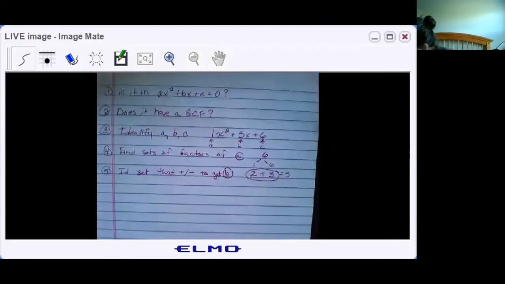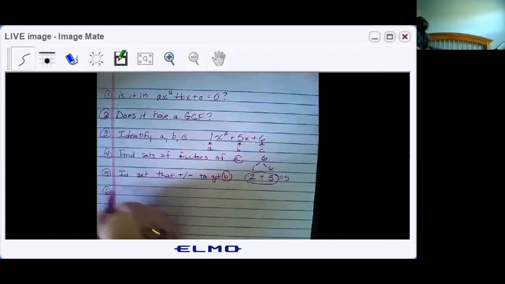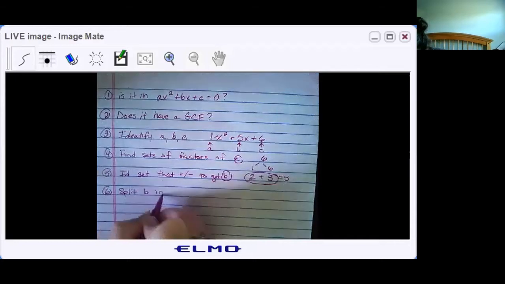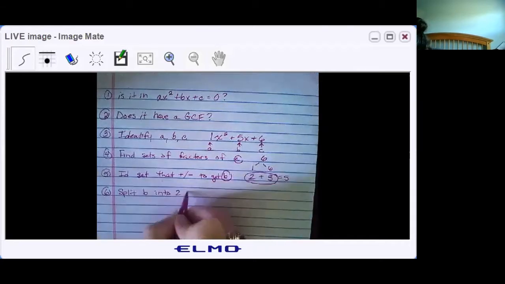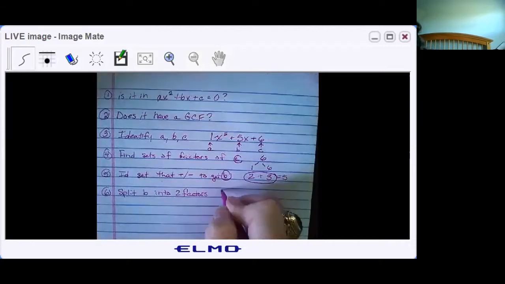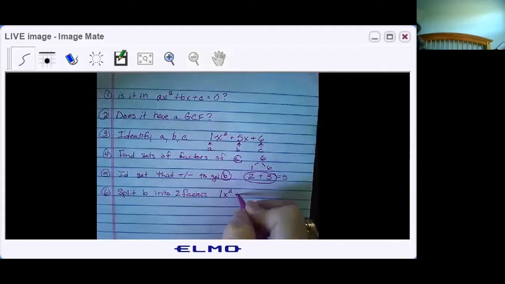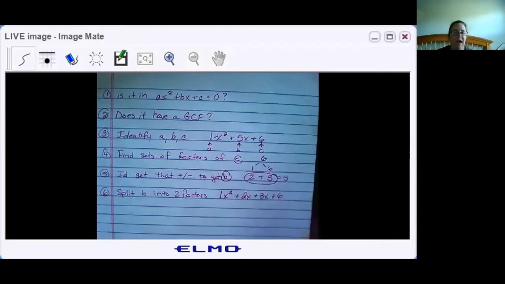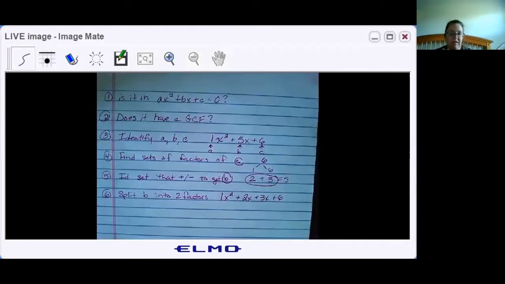Now I'm going to split B into its two factors. So I'm going to rewrite this as 1x squared plus 2x plus 3x plus 6. So I've taken 5x and I've split it into its two pieces, 2x and 3x.